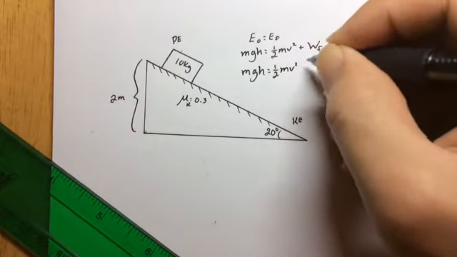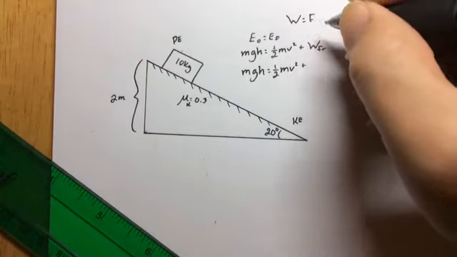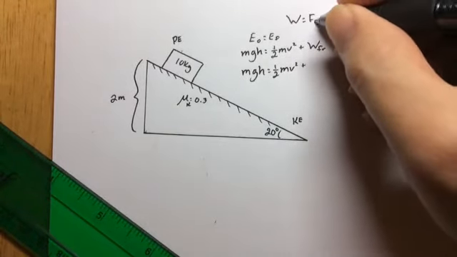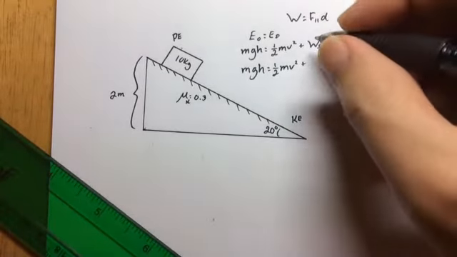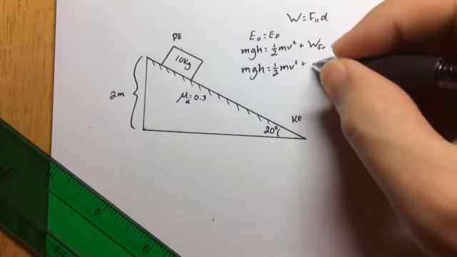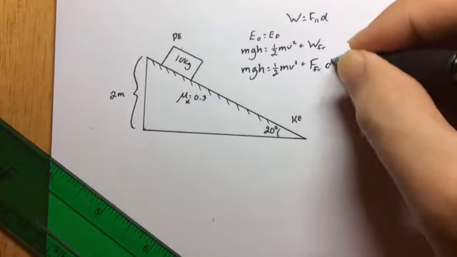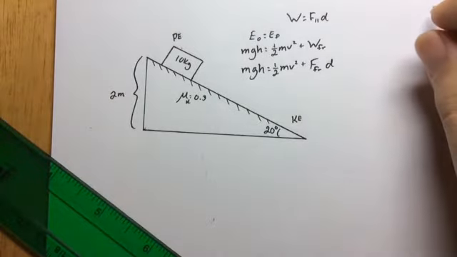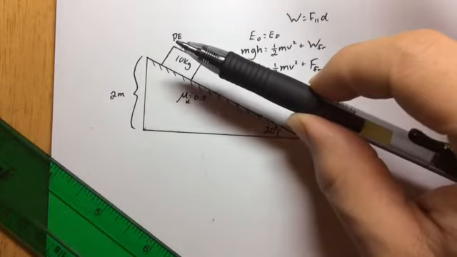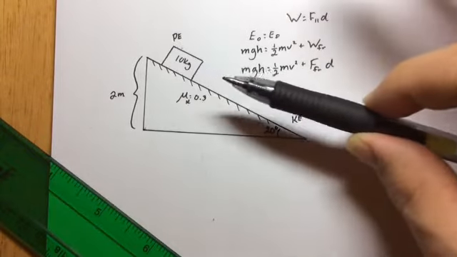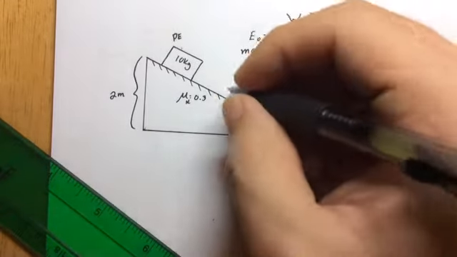1/2 mv squared plus the work done by friction, and we should know that the work equation is force times distance. Make sure that those are in the same direction. So force is going to be the force of friction, and that's going to be for some distance. And what distance is that? We're looking at friction acting, and friction is going to be acting that way, and this hypotenuse would be the distance. So that's kind of important. We need to know what that distance is.